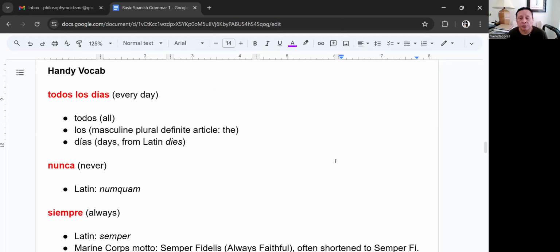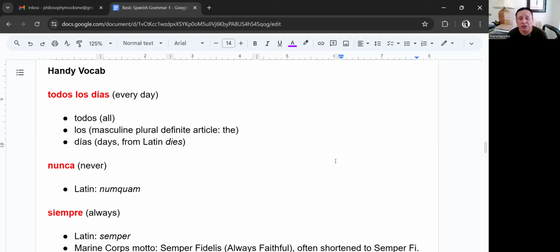Todos means all. Todos means all. This is a modifier, right? All what? I say that because in Spanish, modifiers, mostly adjectives, are spelled depending on the noun they are modifying. So if the noun is feminine singular, then todos would have to be in the feminine singular. If the noun was in the feminine plural, then todos would have to be in the feminine plural. If the noun was in the masculine singular, then todos would have to be in the masculine singular. But in this case, the noun is días, which is actually a masculine plural noun.